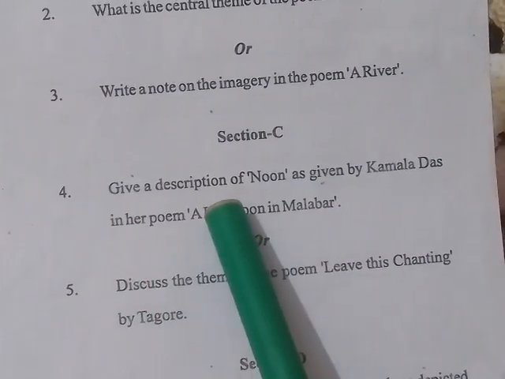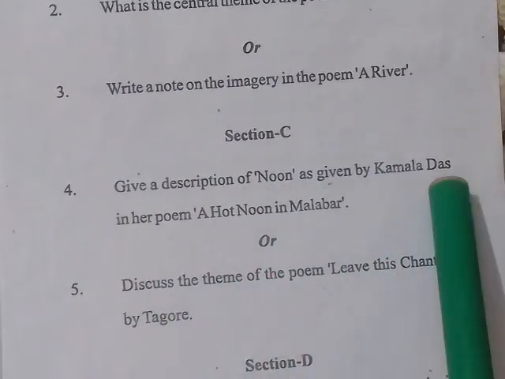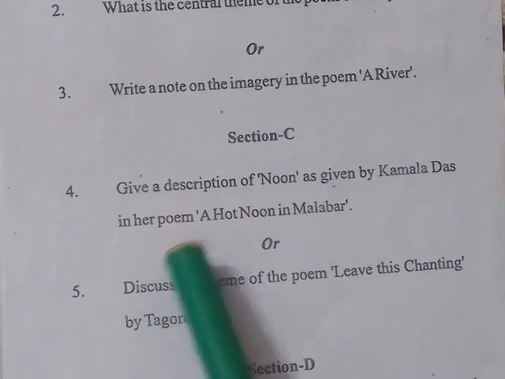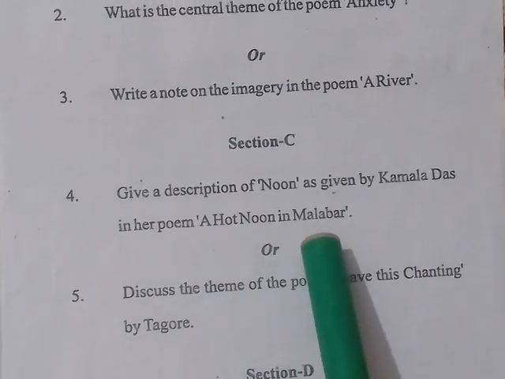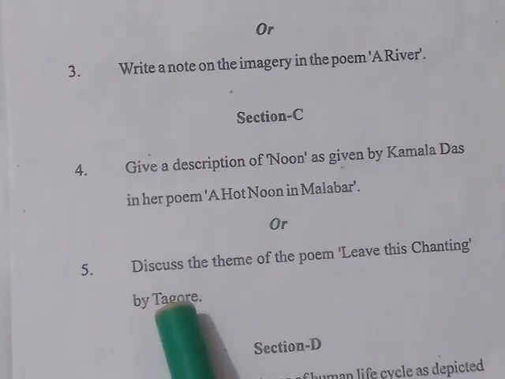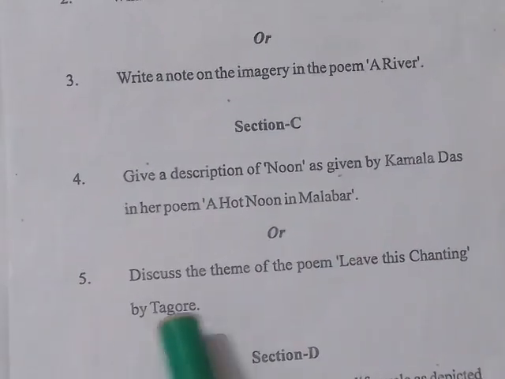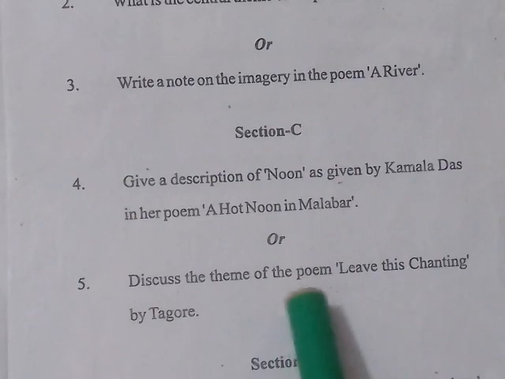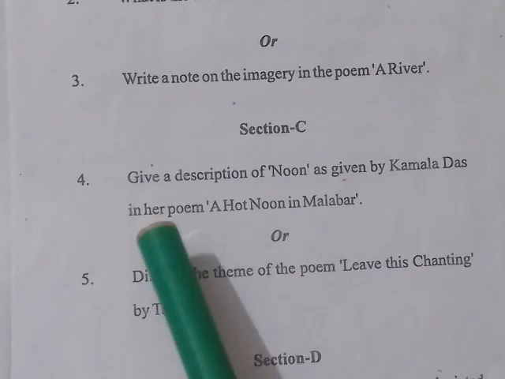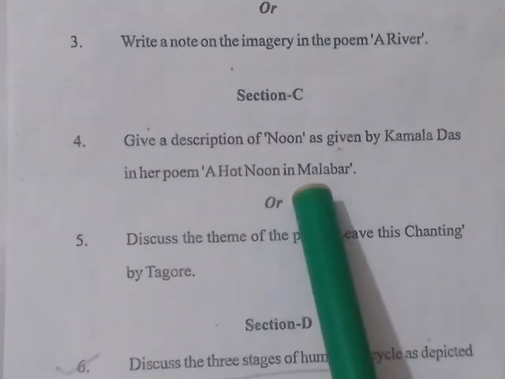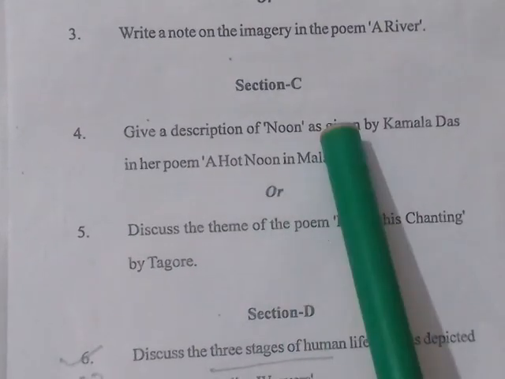Give a description of noon as given by Kamala Das in her poem A Hot Noon in Malabar. Discuss the theme of the poem Leave This Chanting by Rabindranath Tagore. Again you have been given an option here. You have to answer only one question from this section also.